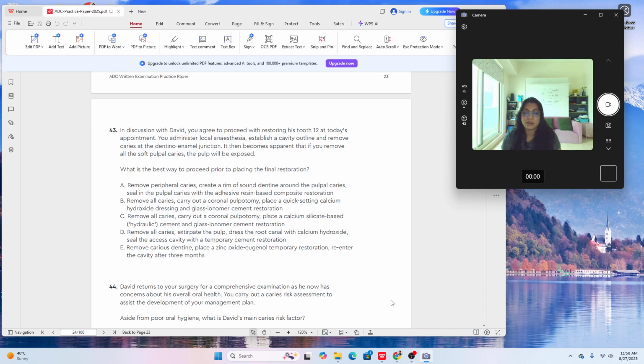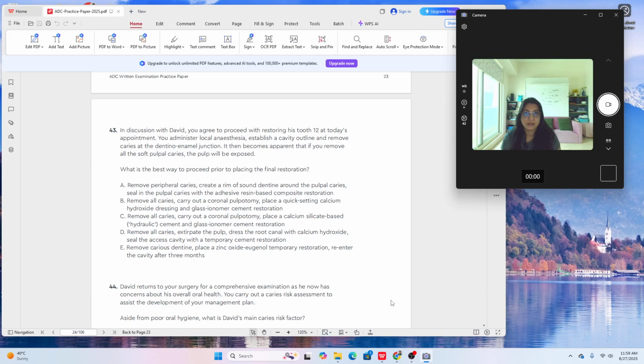See, now in this option, I do not agree with the answer given by the ADC. The ADC has given option A. They say that you remove the caries, you create a rim of sound dentine around the pulpal caries and seal the caries with an adhesive resin-based composite restoration. Basically do a compomer, that's a glass ionomer with a composite restoration.